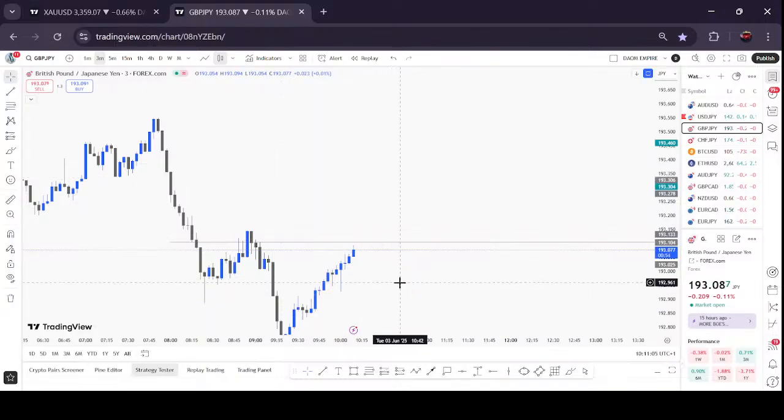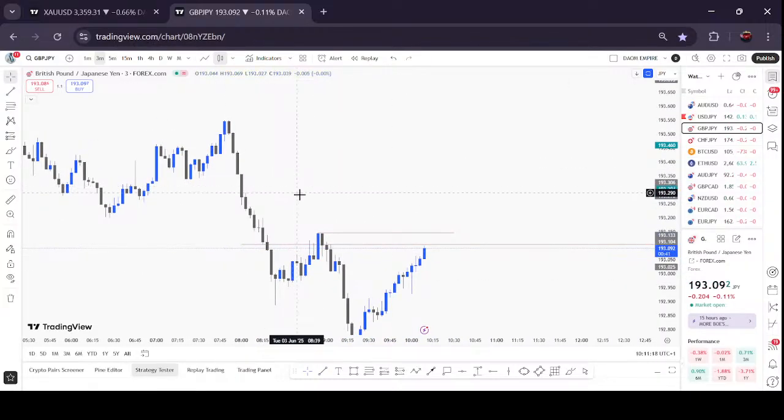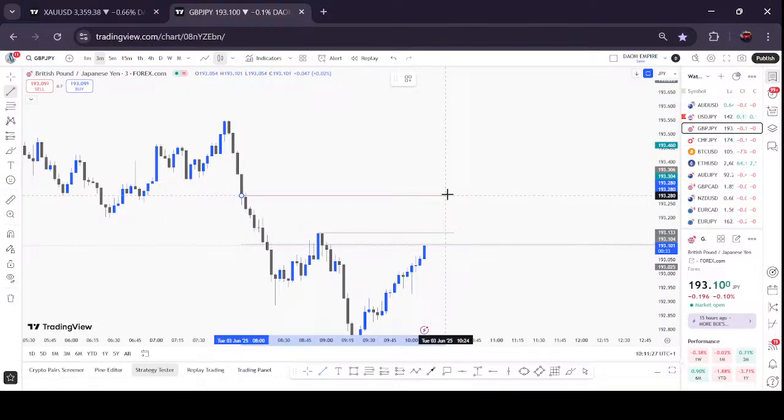Actually, based on experience, I would like it more if price takes out this high and gets to this level before we start printing the sell.